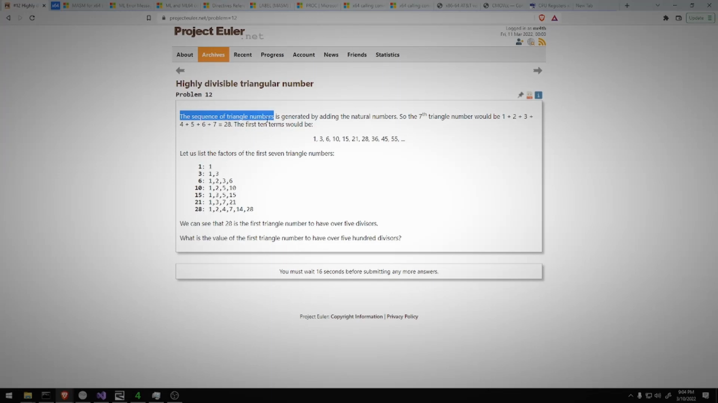The sequence of triangle numbers is generated by adding the natural numbers. So we've done triangle numbers. We know where triangle numbers come from. Let us list the factors of the first 7 triangle numbers. 1, 3. You mean the divisors? They said factors, but I think they mean factors in the non-prime factor sense, I guess. So the divisors and factors could mean the same thing if that's how they're using it.